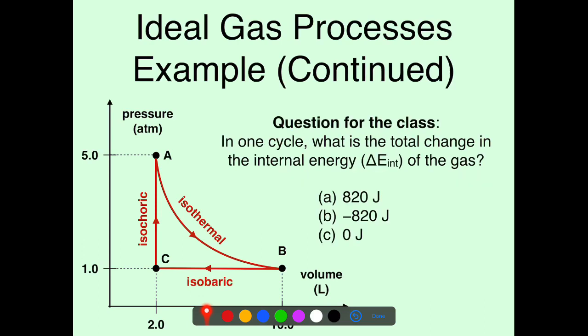Okay, the last thing that we'll do with this PV diagram is ask the question, in one cycle, what is the total internal energy change of the gas? So find delta E internal for the gas during one full cycle. And I'll give you three options. It's either going to be 820 joules, minus 820 joules, or 0. So try to figure this out, pause the video, and then come back to it once you think you have an answer.